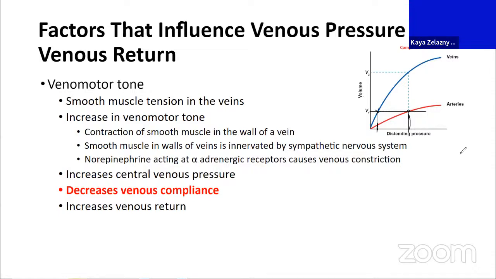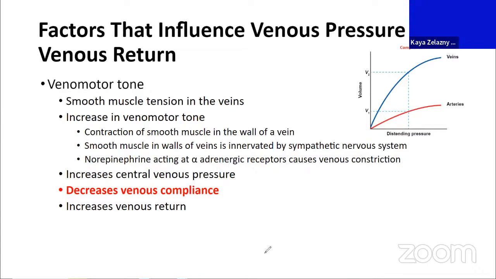So compliance is a measure of the relationship between volume and pressure. Right? So we can think about the influence of volume on pressure, or we can think about the influence of pressure on volume. It works both ways because it's a relationship. So exactly how you state it depends which of those two things you're focusing on.